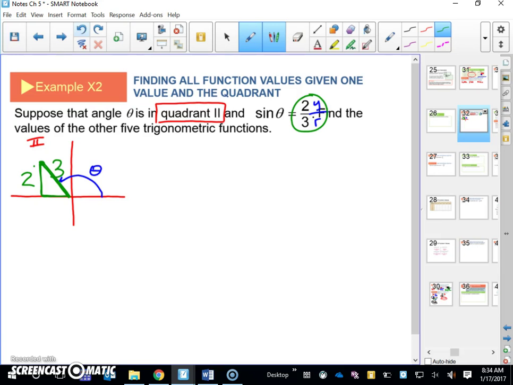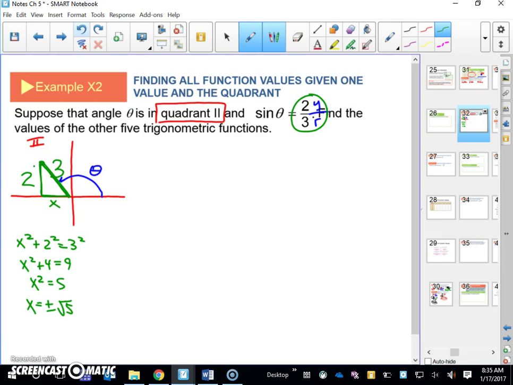So, to me, it makes sense to do Pythagorean theorem and find that missing side. Let's call that x. If we did Pythagorean, it would be x squared plus 2 squared equals 3 squared, or x squared plus 4 equals 9. Subtract 4, that's 5. X squared equals 5. And when we solve that equation, remember back to algebra, there's actually 2 roots. It's plus or minus square root of 5. A lot of students will forget that.